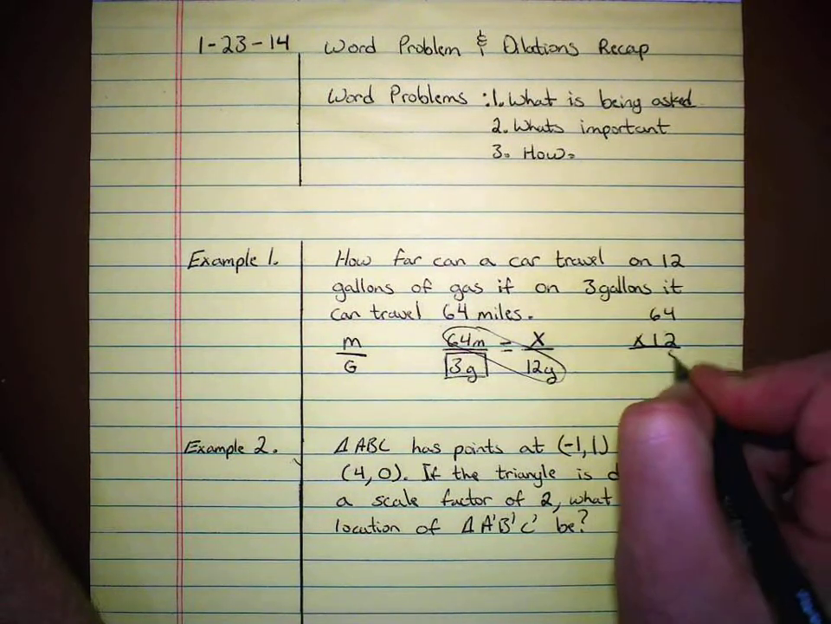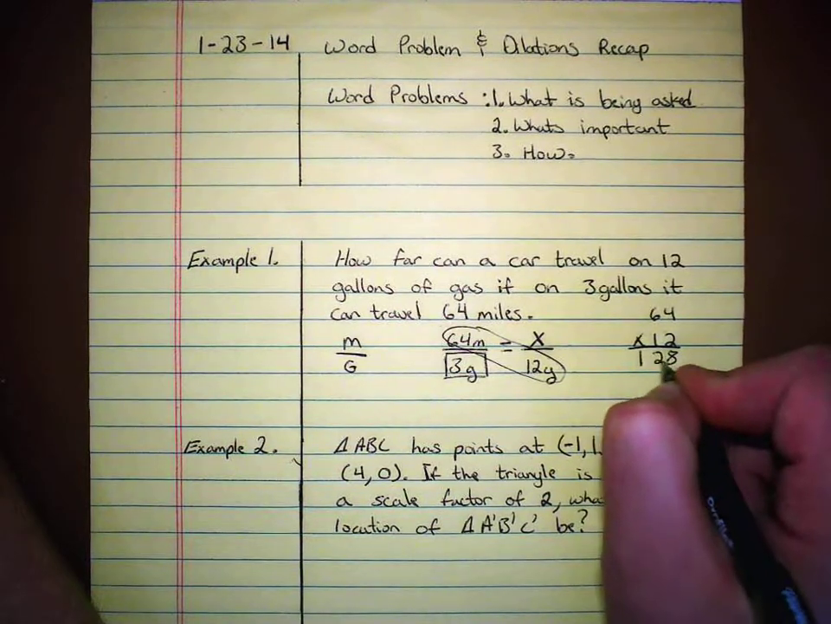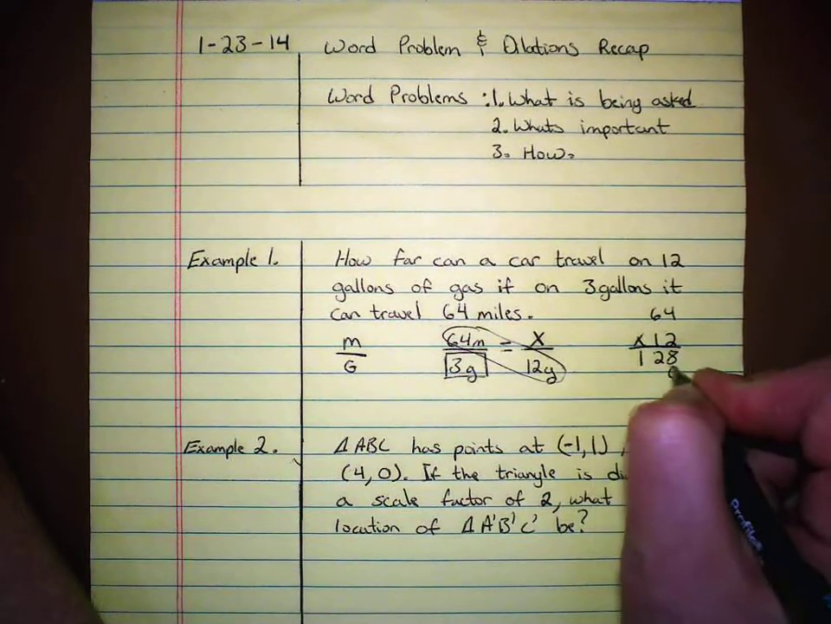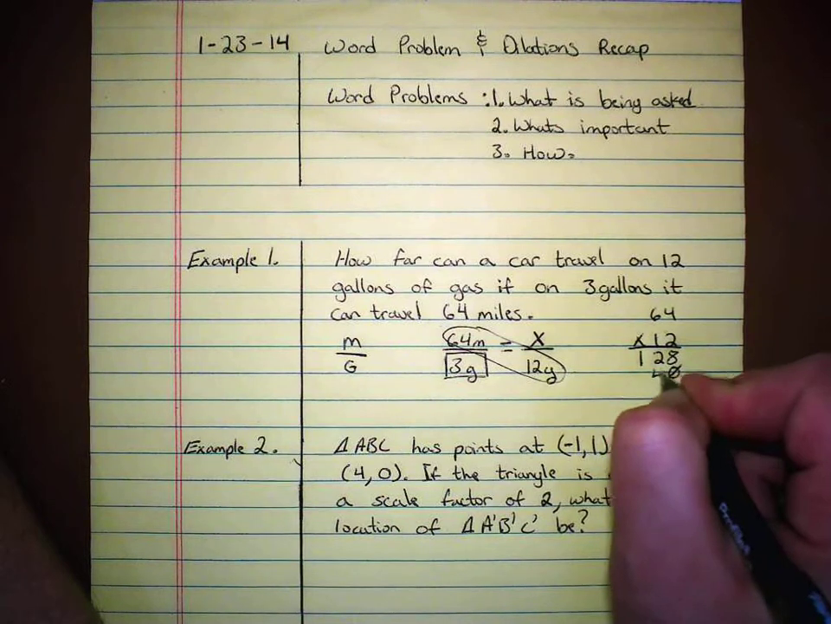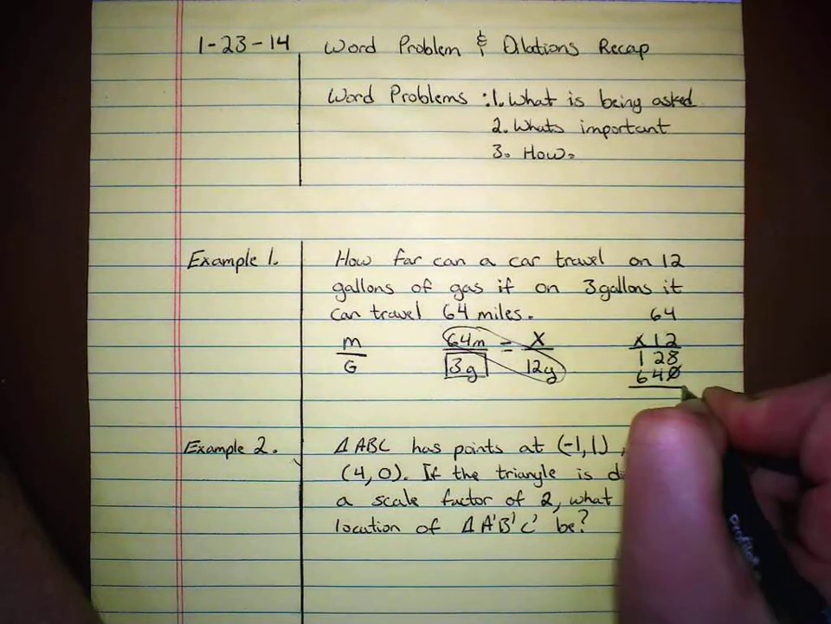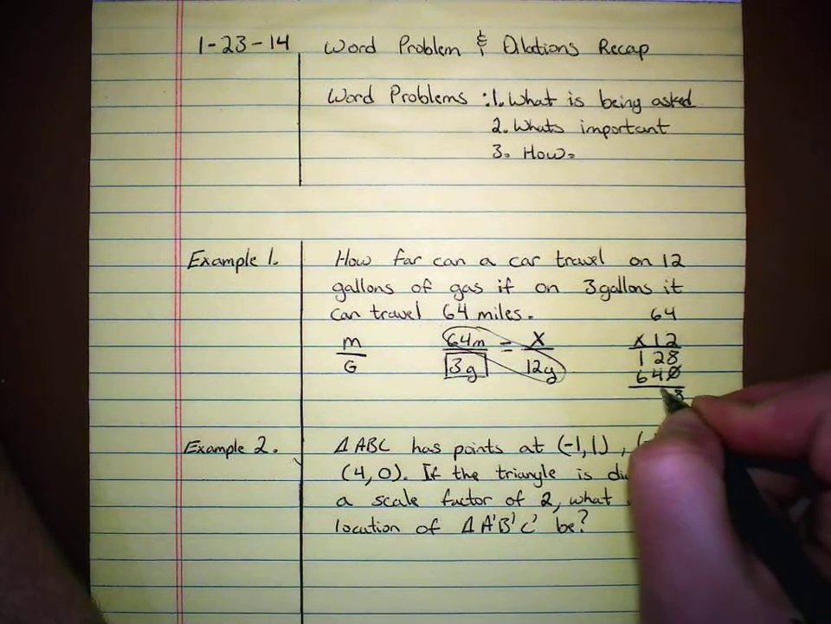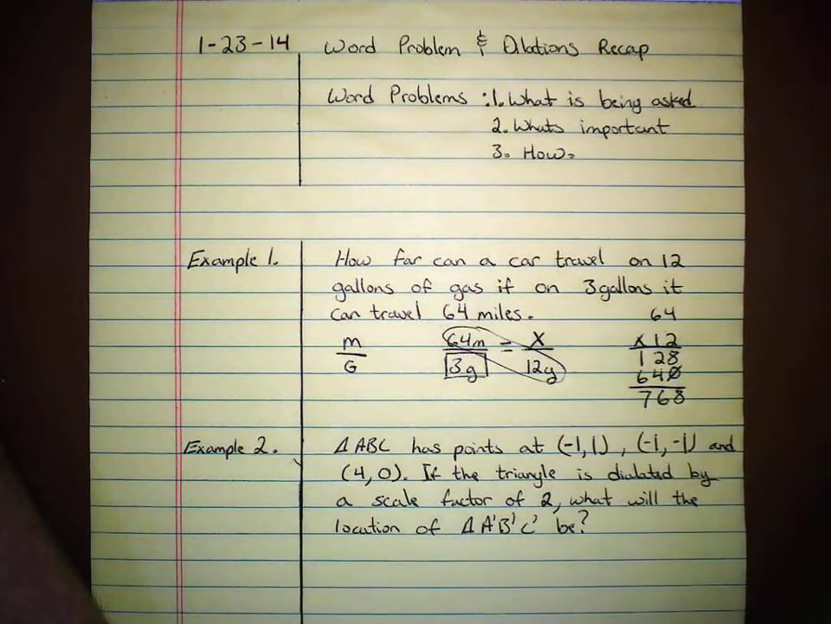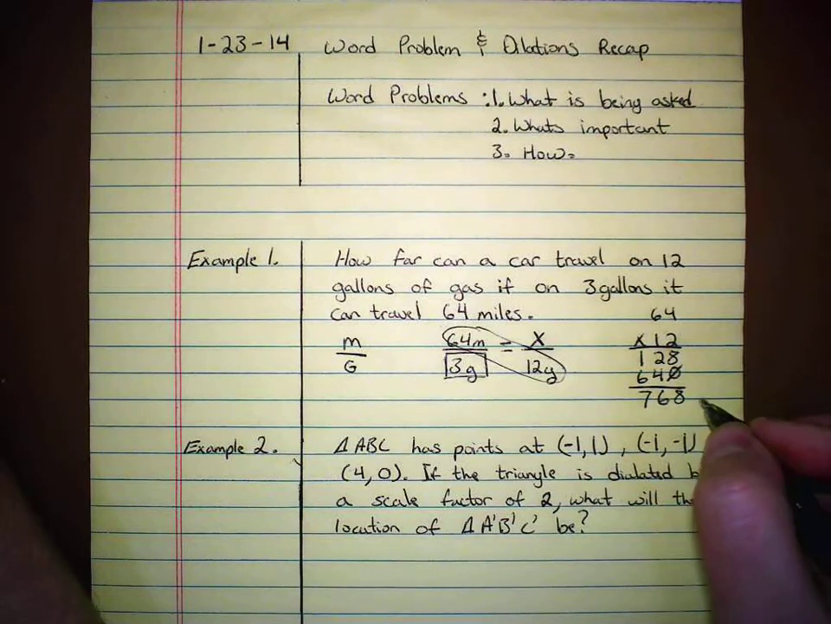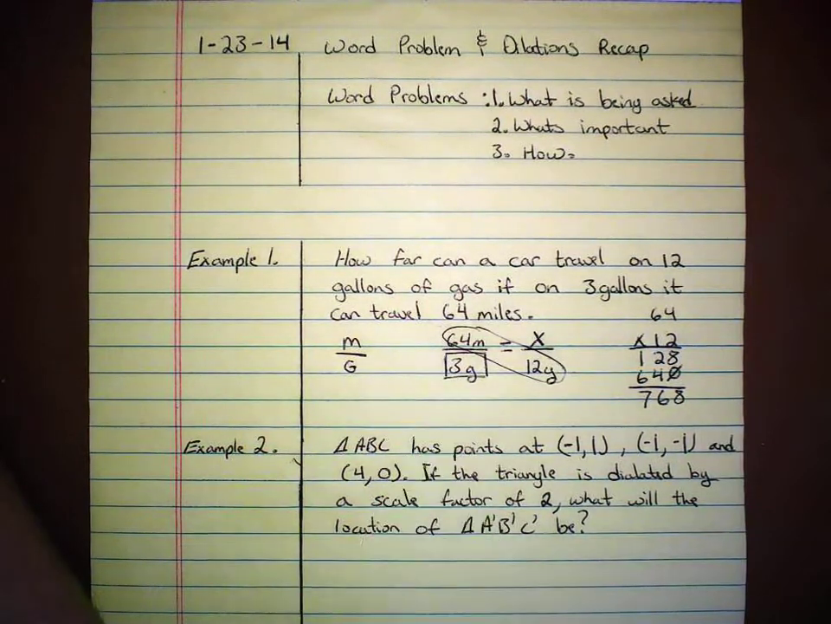2 times 4 is going to give me 8. 2 times 6 is 12. Second number, so I'm going to start with a 0. 1 times 4, 4. 1 times 6, 6. 8. 2 plus 4 is going to give me 6. 1 plus 6 is going to be 7. So I've got 768 that's going to be divided by 3.